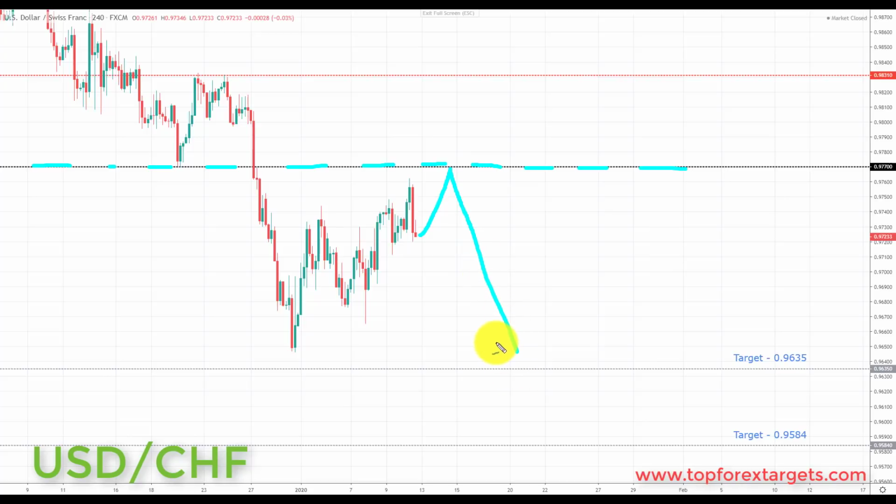And we're going to be looking at initiating shorts down towards the next key area of support to the downside and the target set, the 0.9635. And if we can get a breakthrough here, we're going to be looking down towards the next key area of support to the downside and target 2, the 0.9584.